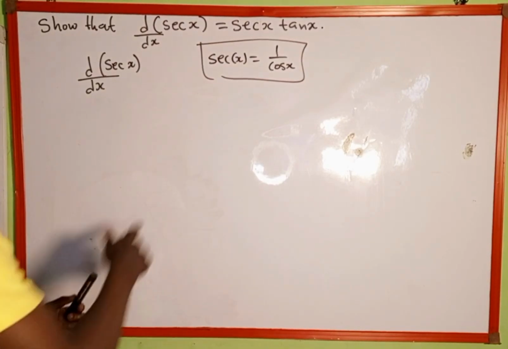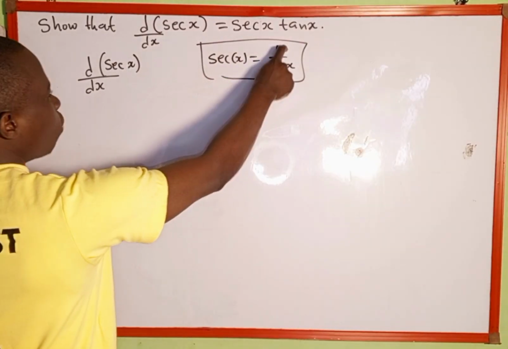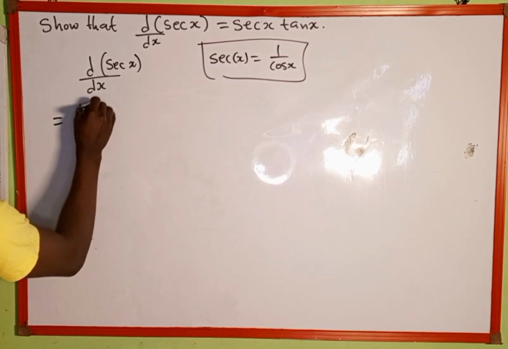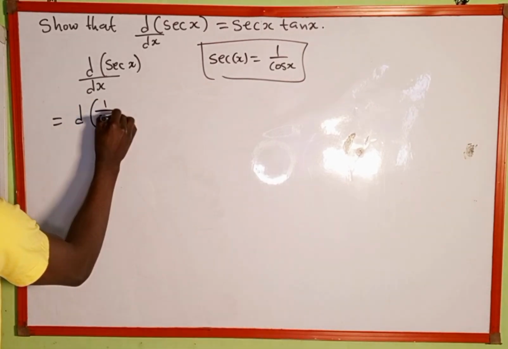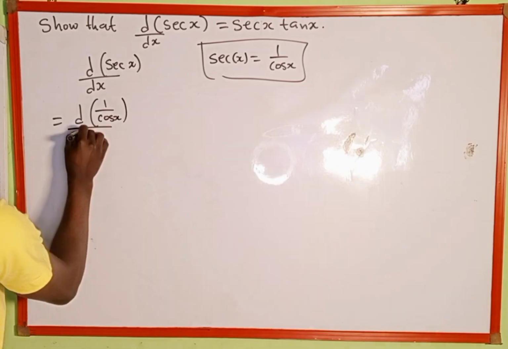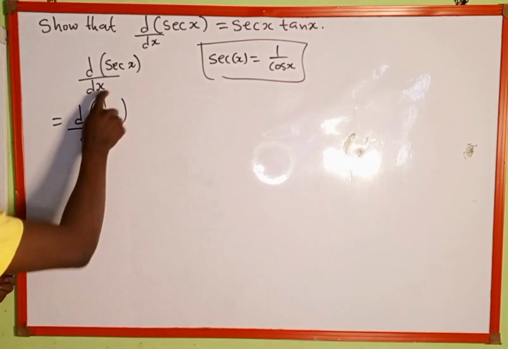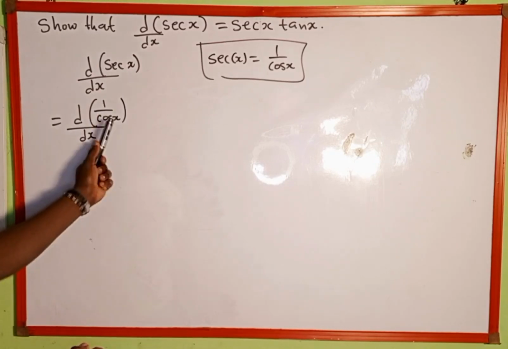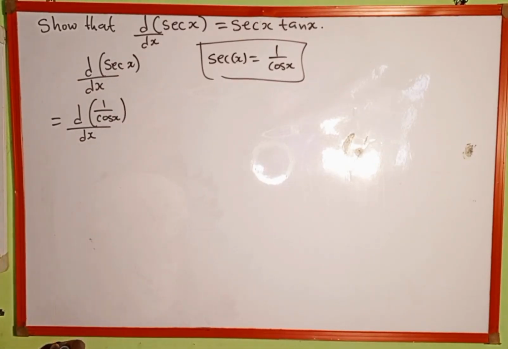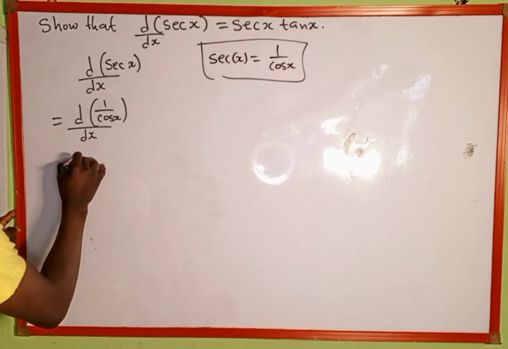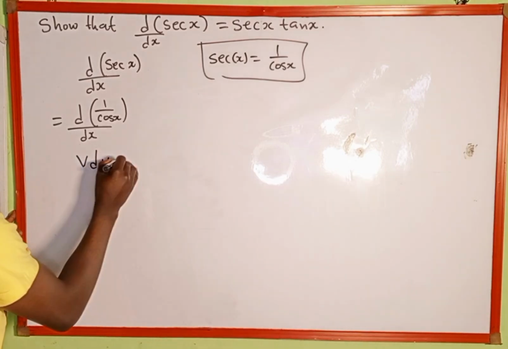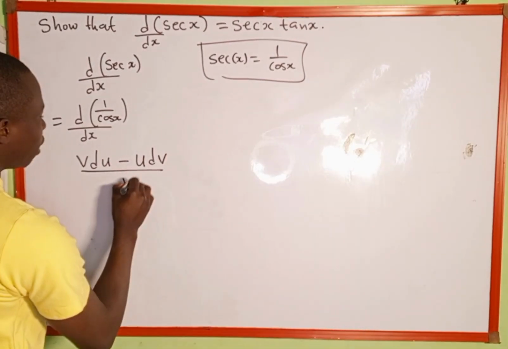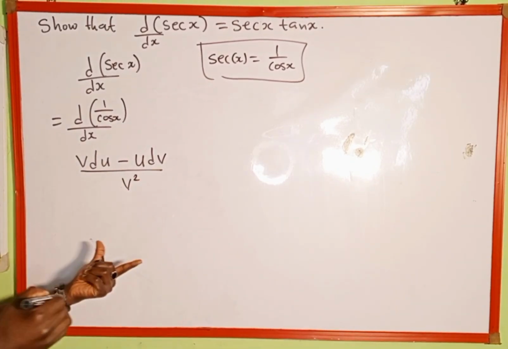So the next thing we're going to do is to replace sec x with 1 all over cos x in this function. So this is going to be equal to the derivative of 1 all over cosine x with respect to x. Now we're going to differentiate 1 over cos x with respect to x. Recall that this is a fraction, so we're going to use the quotient rule. The quotient rule formula is v du minus u dv, all over v squared.